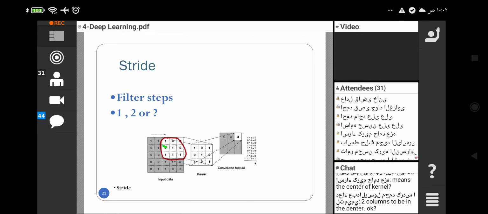Do you understand about the step? So this is a hyperparameter that we have in the convolution layer, the step.